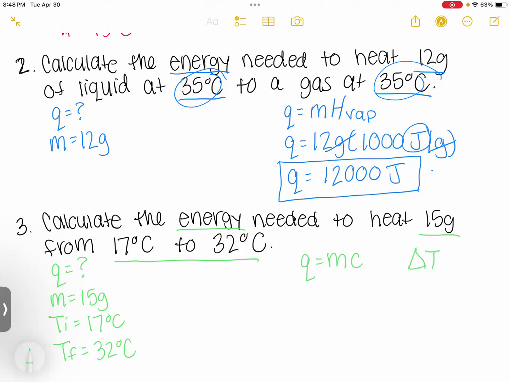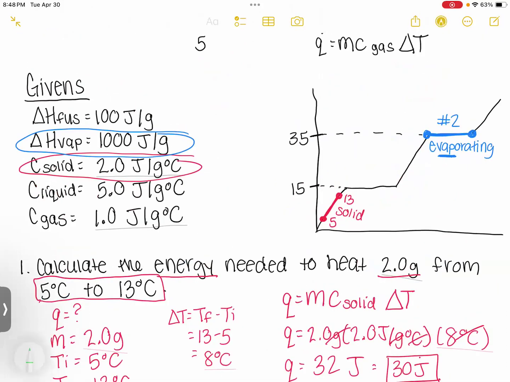Next, we're going to go back to our heating curve and we're going to pick out which specific heat value we need to use. And the way we're going to do that is by going to our heating curve and we're going to find these two temperatures, 17 and 32. So 17 degrees is probably right about here, 32 degrees right about here. At this segment, the substance is a liquid. Since it is a liquid, we have to use the specific heat value of the liquid, 5 joules per gram degree Celsius.